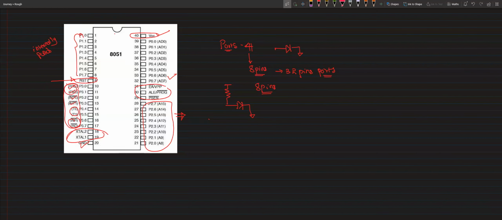So these two pins, we use for connecting the external clock or external crystal.